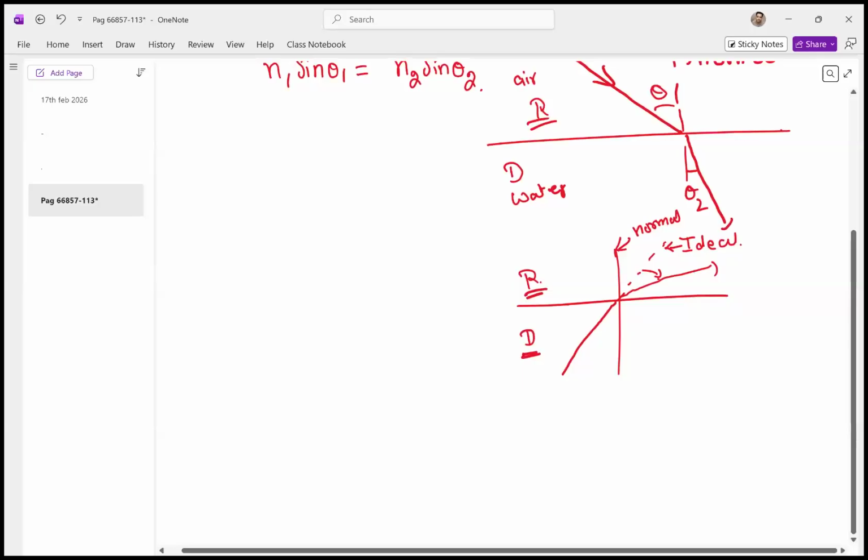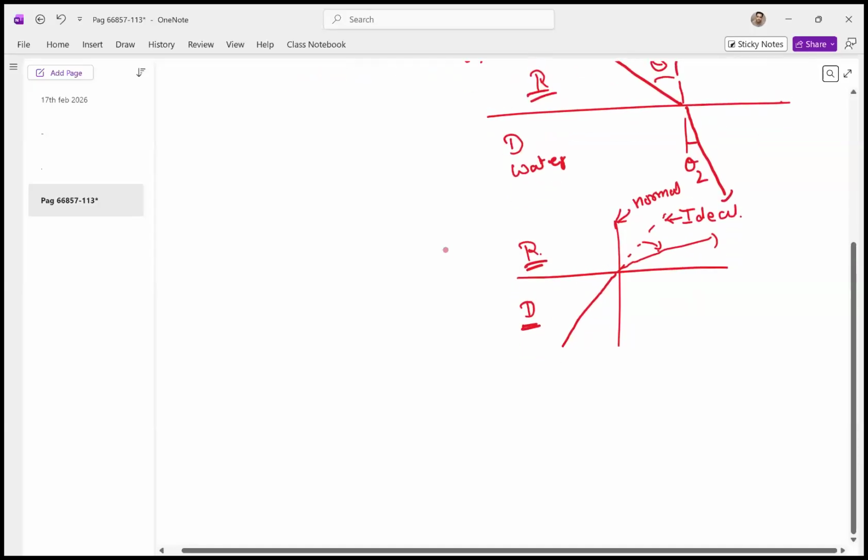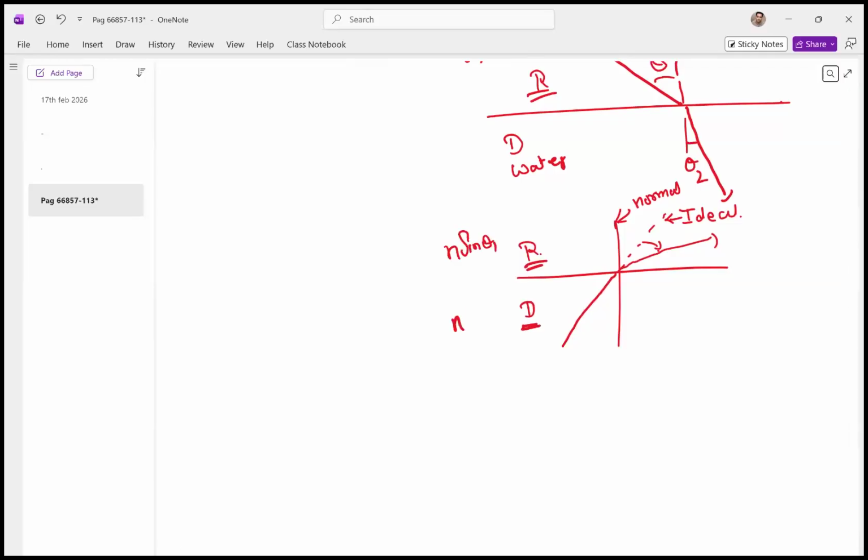That's in accordance with the law of refraction. Now, Snell's law says that if I multiply the refractive index with the sine of theta 1, that should be equal to n2 sine theta 2. It means the refractive index of material 1 multiplied by the sine of the angle of incidence is equal to n2 multiplied by the sine of theta 2 in the other medium. And what is n? n is the refractive index. And we've already talked about the refractive index.